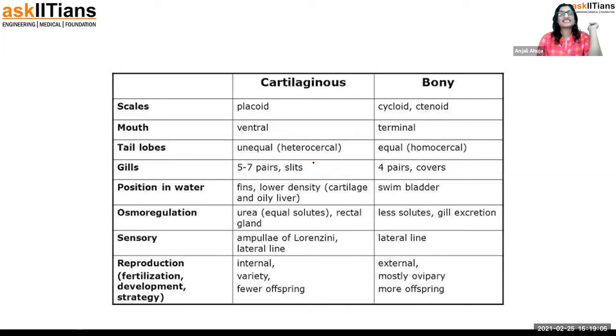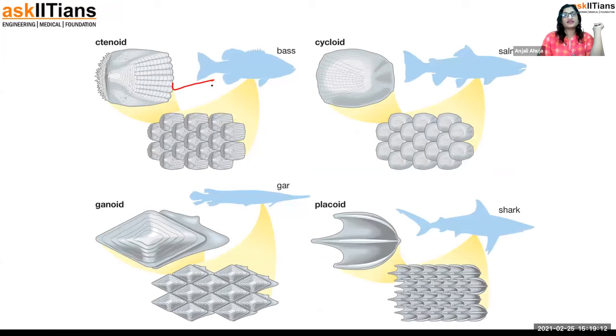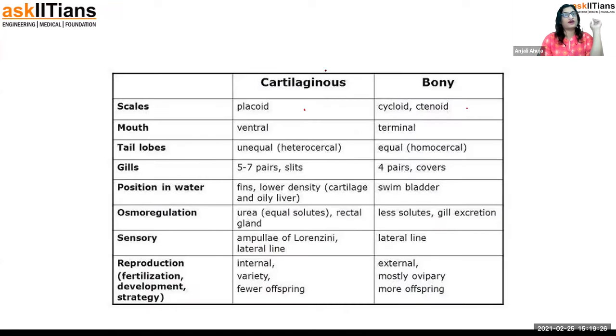Okay, so this is a list of the differences I have made here. Scales are placoid in cartilaginous fishes, and cycloid and ctenoid in bony fishes. This is the ctenoid, this is the cycloid. You see the design. Placoid is in cartilaginous fishes; shark is the example. Bass and salmon all have cycloid, ctenoid, or ganoid types of scales. Now you will remember: shark is a cartilaginous fish. The mouth is ventral, here it is terminal, and there are the tail lobes. I had told you this. Gills are 5 to 7 pairs with slits, and here a cover, the operculum, is there.